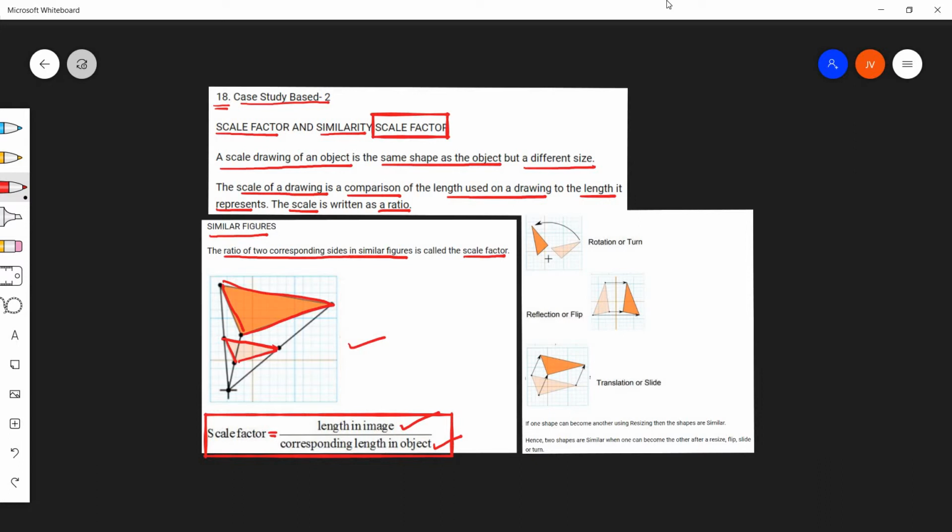Then following it, we are given a figure called rotation or a turn, then reflection or a flip, then translation or a slide. And then they have written something below. If one shape can become another using resizing, then shapes are similar. Very obvious. So you resize, that means make an object small or big. Then that small object and the big object, compared to the real object, all of them are similar to each other. And then the last sentence writes, hence, 2 shapes are similar when one can become the other after a resize or a flip or a slide or a turn. So you turn it, you flip it, or you translate it, you get similar triangles.